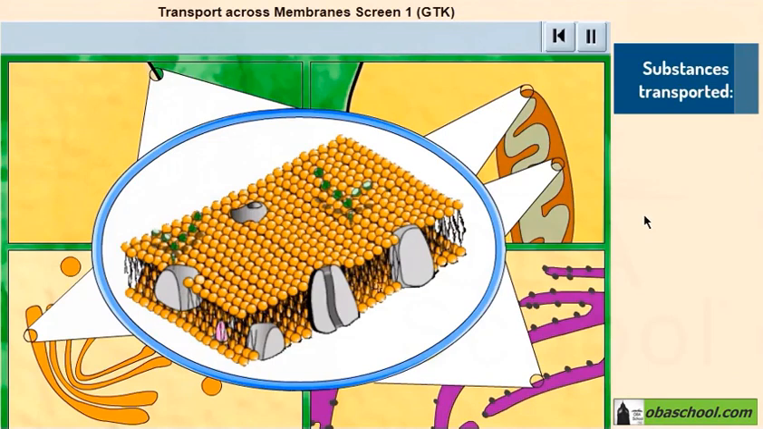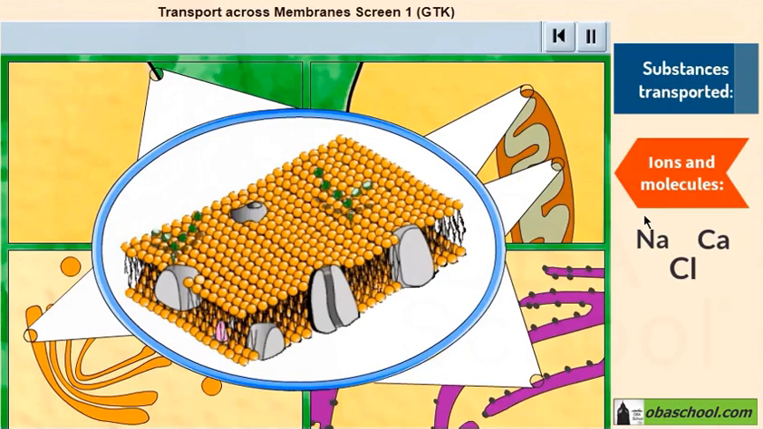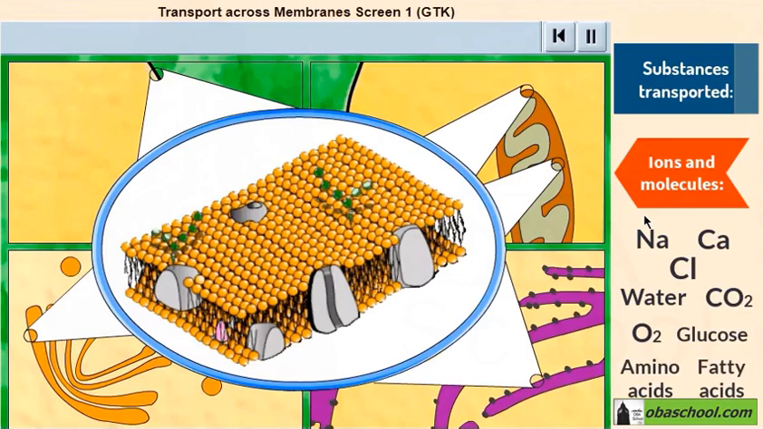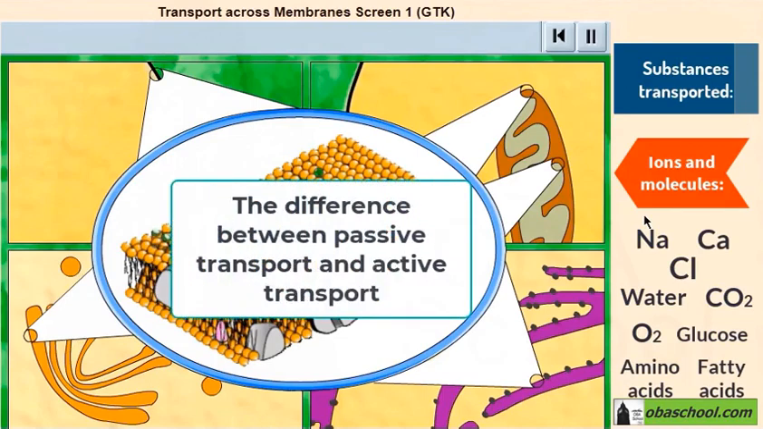Usually, substances transported across cell membranes include ions and molecules like sodium, calcium, chlorine, water, carbon dioxide, oxygen, glucose, amino acids, and fatty acids. So let us now observe the difference between passive and active transport across the cell.